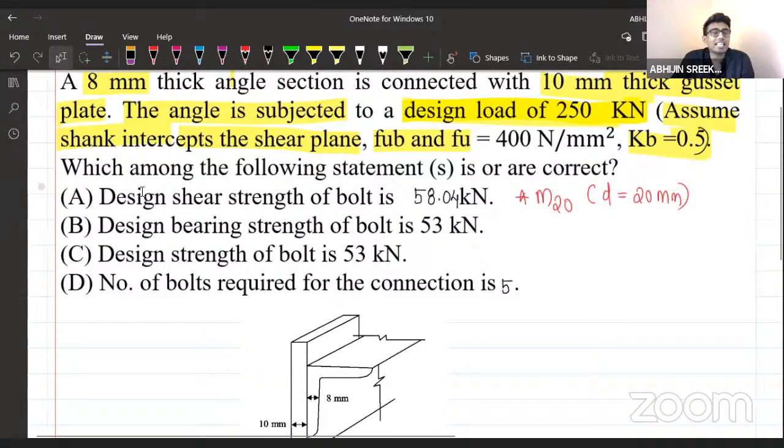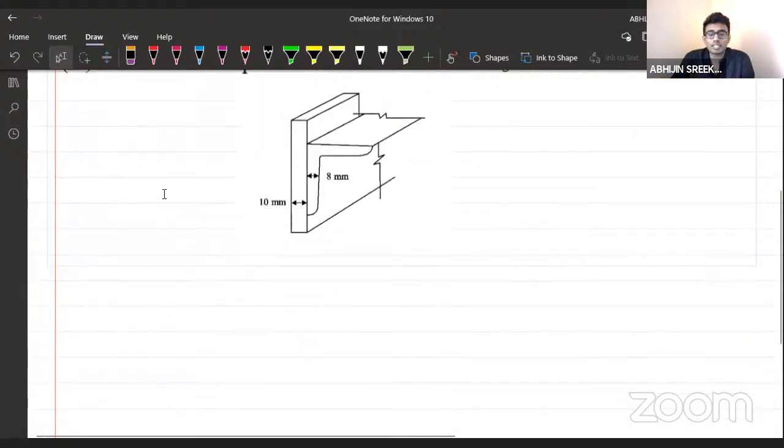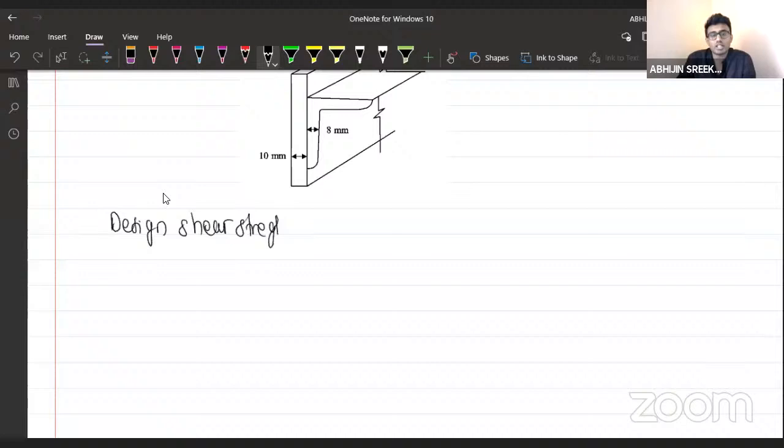First one is design shear strength of the bolt is 58.04 kilonewton. Tell me, is it correct or wrong? What about that statement? Or how to calculate the design shear strength of the bolt? Let us start with that then. First of all, we need to calculate the design shear strength of the bolt, right? How to calculate the design shear strength of the bolt here? I'm going to denote it with the letter VDSB.